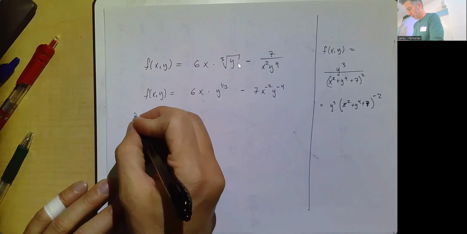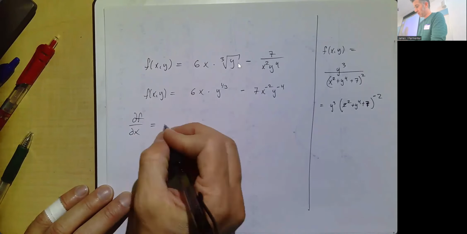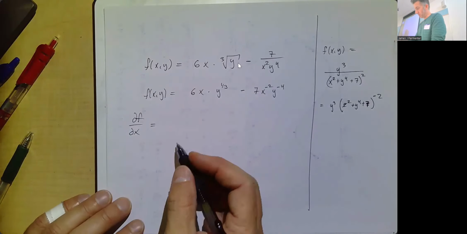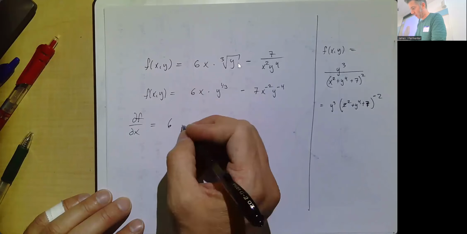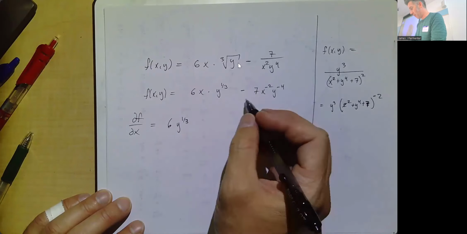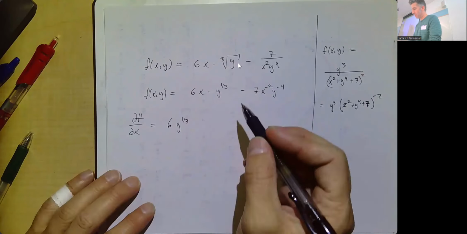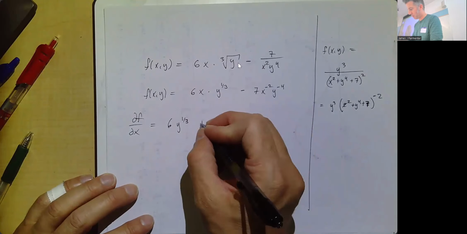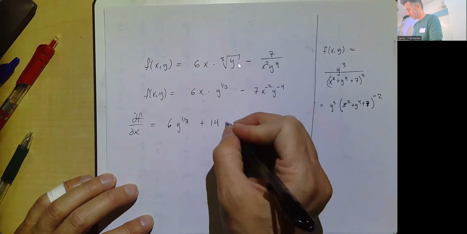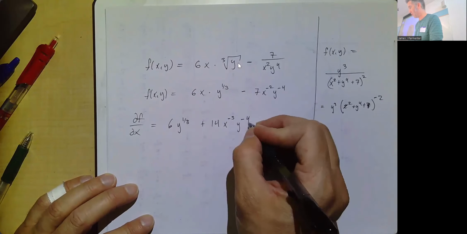Let's find del f del x. Yeah, so the derivative of 6x is 6. The y to the 1/3 is going to hang out. And I'm going to get here, so you could write minus 7 times minus 2x to the negative 3rd times y to the negative 4th. But if we're thoughtful here, we can be like, oh, we're going to get minus 7 times minus 2, which is going to be plus, and then we're going to get x to the negative 3rd, and the y to the negative 4th is going to hang out.